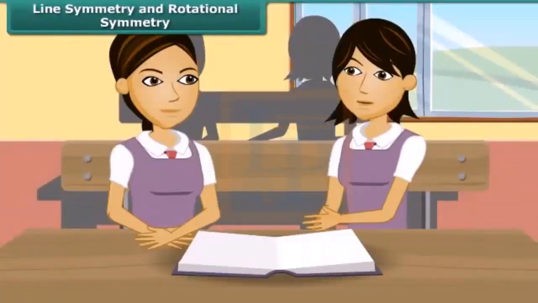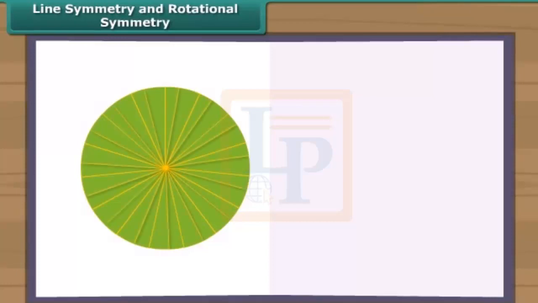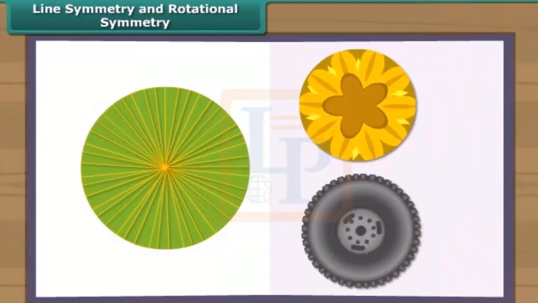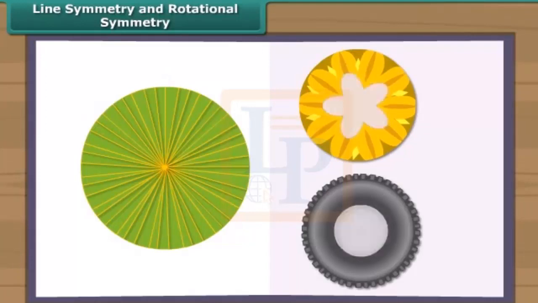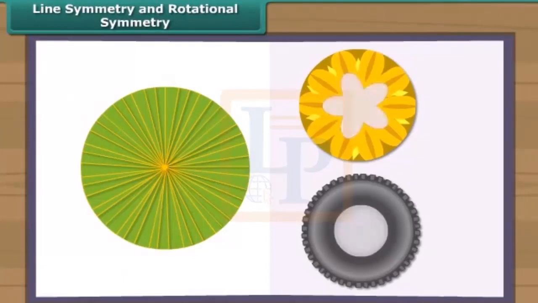Do you know which the most perfect symmetrical figure is? Is it a circle? Yes, the circle is the most perfect symmetrical figure. It can be rotated around its center through any angle, and at the same time, it has unlimited number of lines of symmetry. Observe these circle patterns. Every line through the center forms a line of symmetry and it has rotational symmetry around the center for every angle.